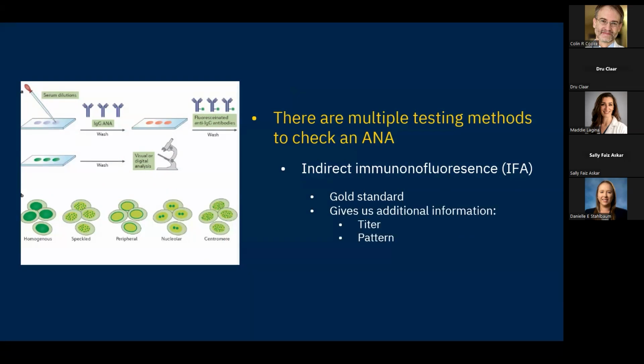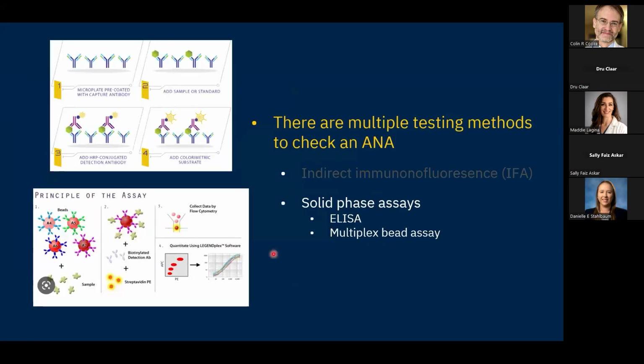And the additional information from this is, again, that titer and pattern is really helpful for us in interpreting them. There are also solid phase assays. So these are ELISA and multiplex bead assays that can detect ANAs. They're done a little bit differently.